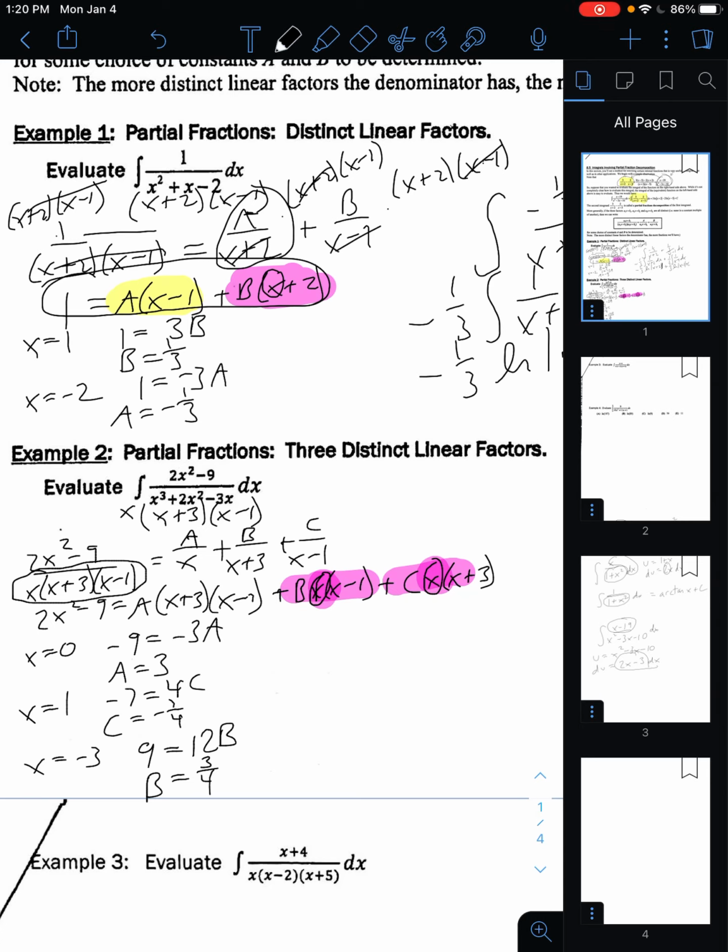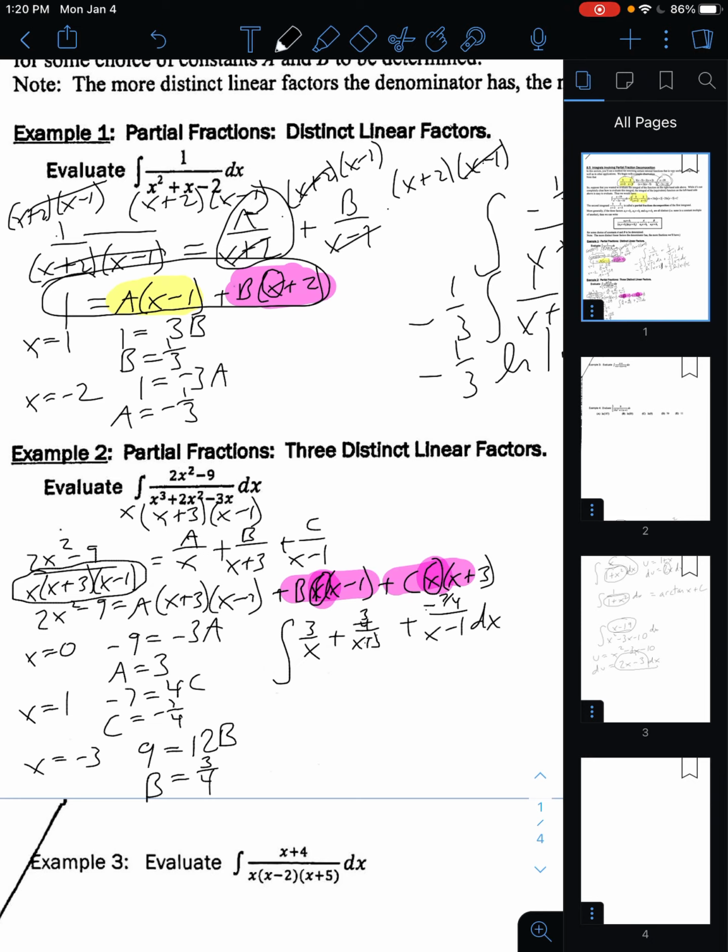And so now if I was going to split up this fraction, what this would look like, well, a is 3, so we would have 3 over x. B is 3/4. Make sure you put the right numbers over the right denominators. So x plus 3. And then c is negative 7/4 over x minus 1.